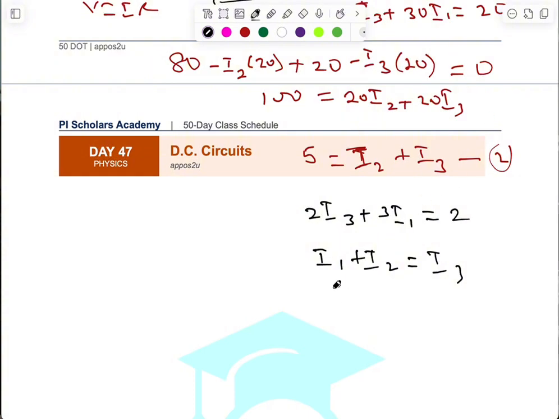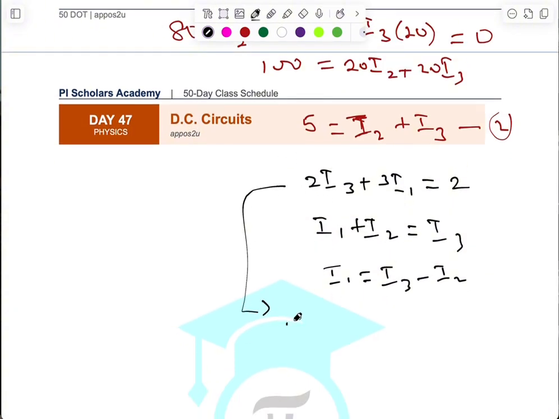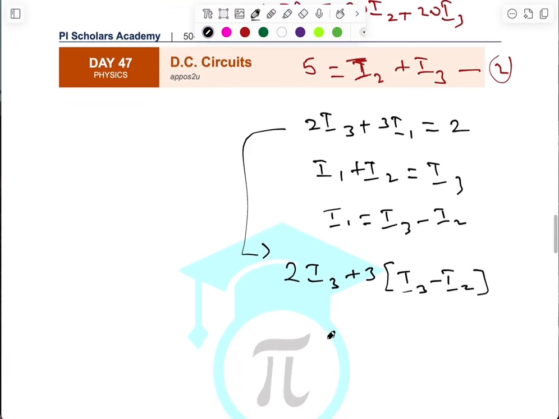What we can do here is make I1 the subject of the formula. So I1 is the same thing as I3 minus I2. If I substitute that into this place, that will be 2I3 plus 3 times (I3 minus I2). I'm replacing I1 with I3 minus I2. So you have 2I3 plus 3I3 minus 3I2. Everything is equal to 2.